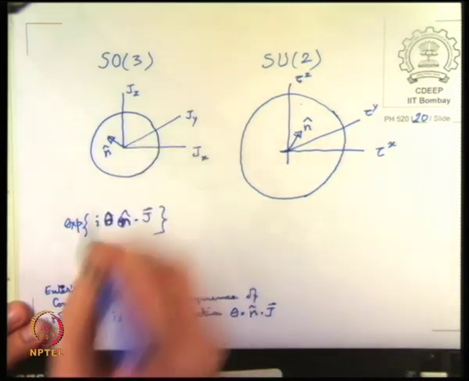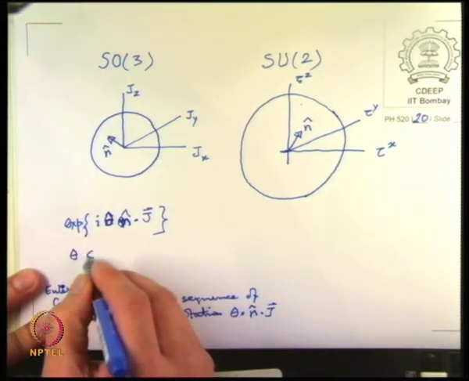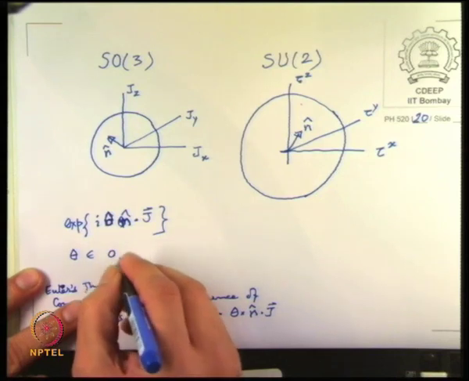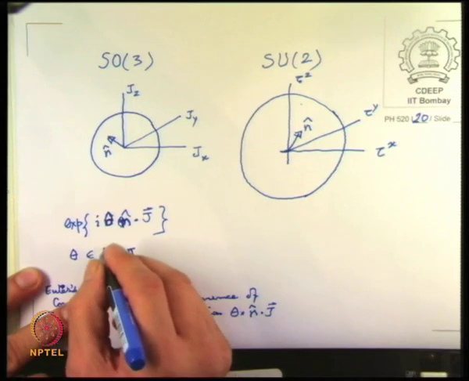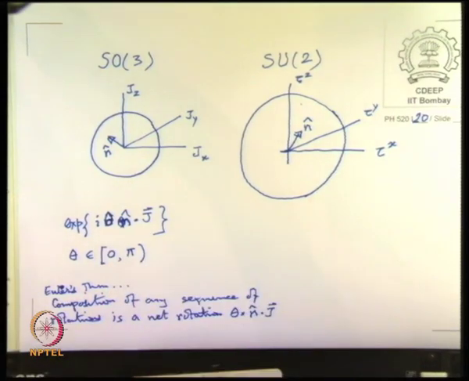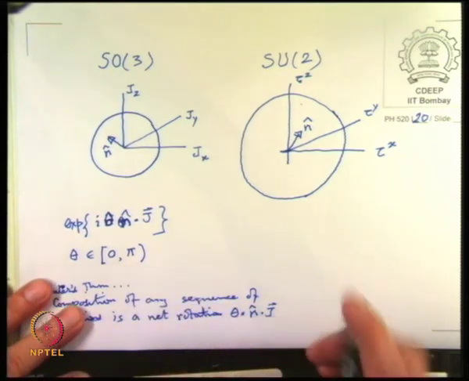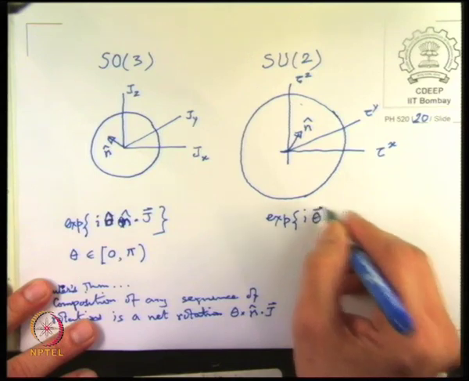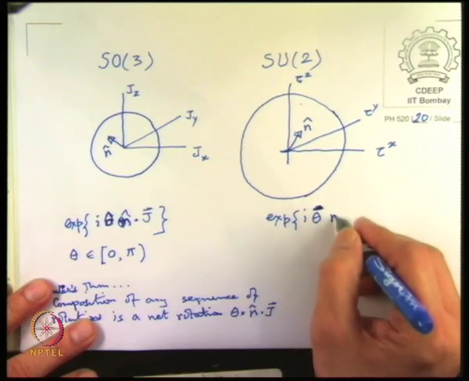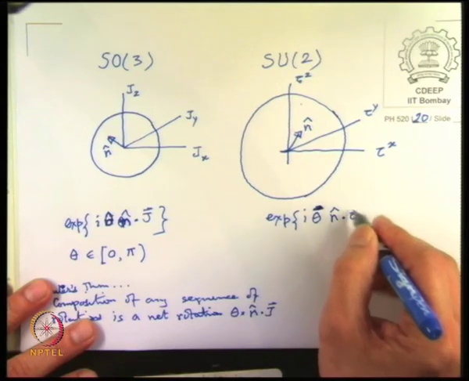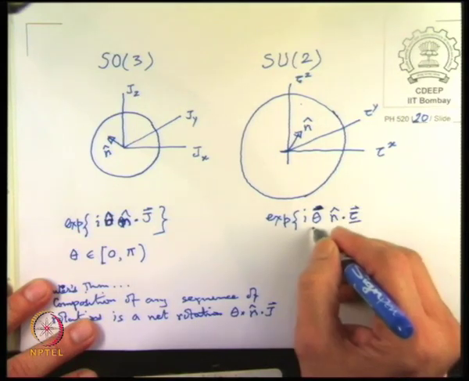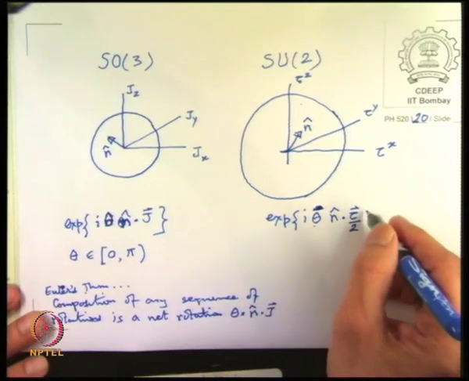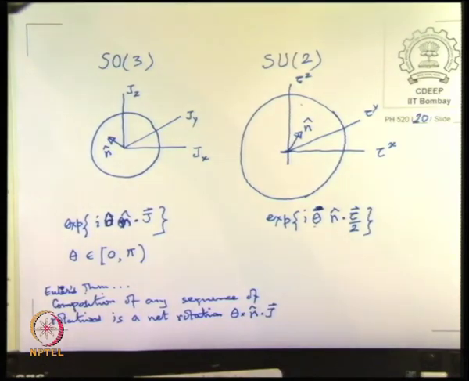And we saw that theta belongs to, and let us write it as, 0 to pi. And there is the whole question, so it is 0 to pi like this, but we will say more about that in a little bit. On this side we have exponent i times theta times n cap dot tau by 2. So either you put 2 under the theta, which is often done, but to remind you that in group theory sense it is tau by 2 which is the generator, you should put half there. But the net consequence is the same.